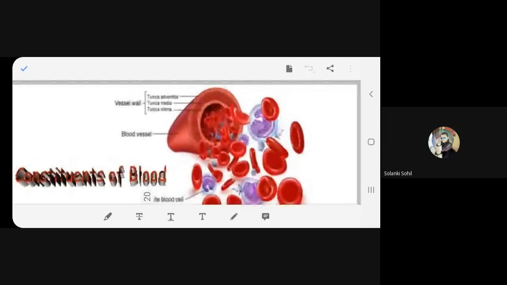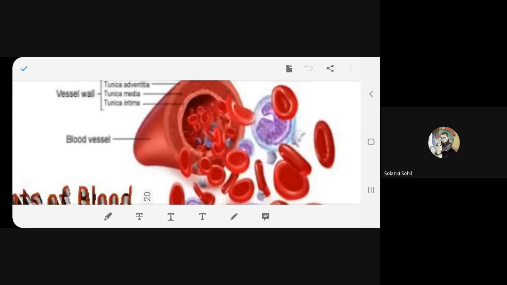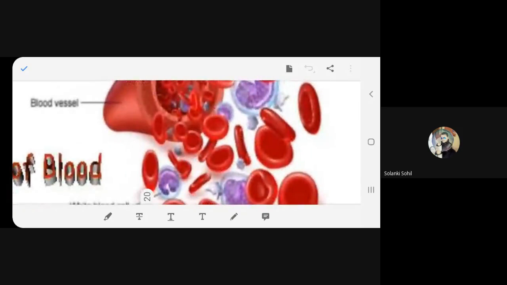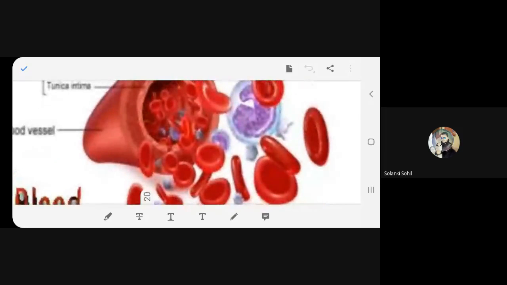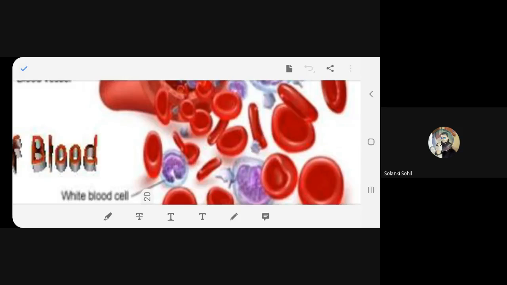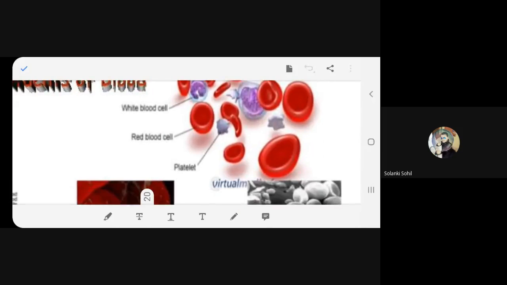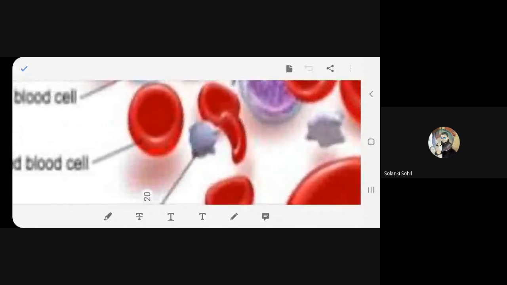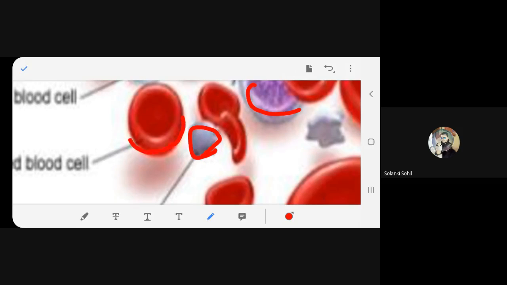Here, I want to show you. Got it now? Again, blood vessel. The red one is RBCs. The purple or the violet one is WBC. And this one is blood platelets. Can you see this? The gray ones are the blood platelets. This one is the blood platelet. This is WBC. This is RBC. Any problem?